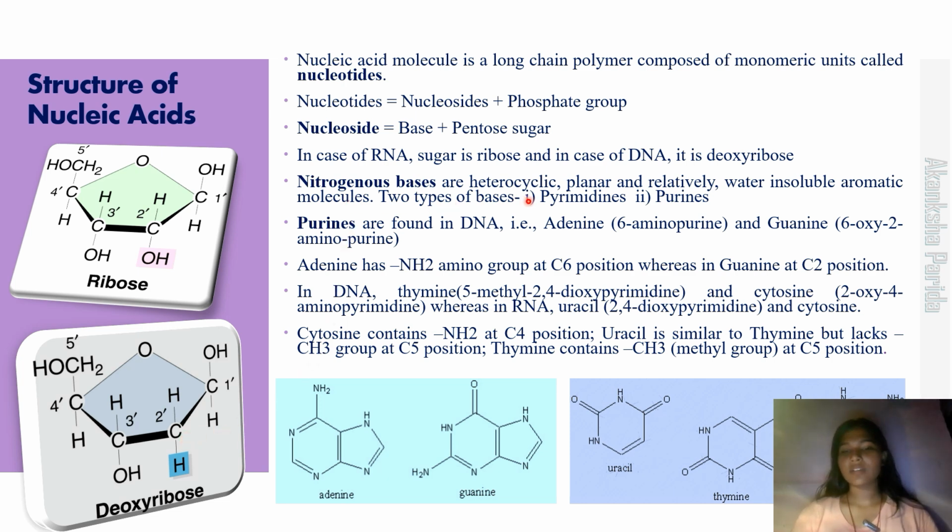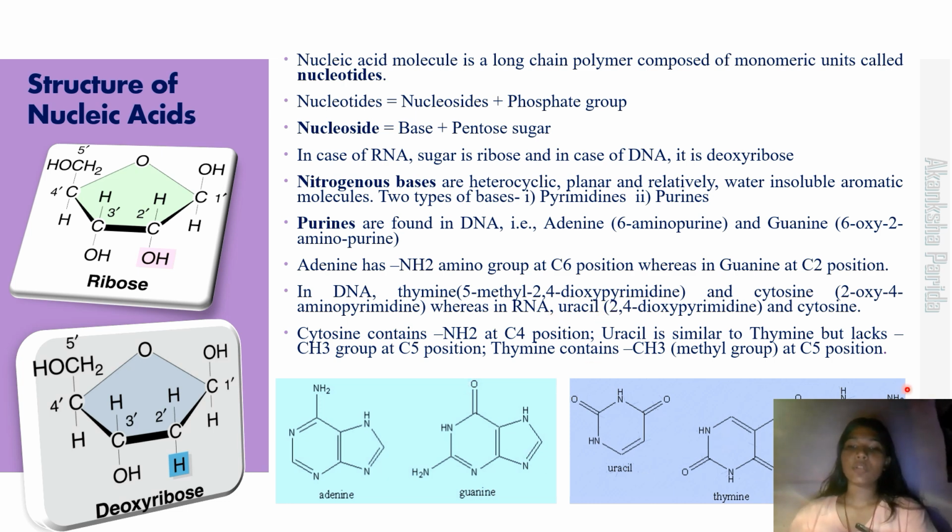Nitrogenous bases are heterocyclic and planar, and they are also not soluble aromatic molecules. There are two types of bases, pyrimidines and purines. Purines are found in DNA, like adenine and guanine. Adenine has an NH2 amino group at C6 position, and in guanine it is C2 position. In DNA, thymine and cytosine, whereas in RNA it is uracil and cytosine. Okay, instead of thymine, it is uracil in RNA.